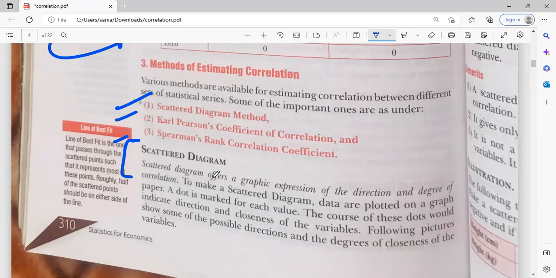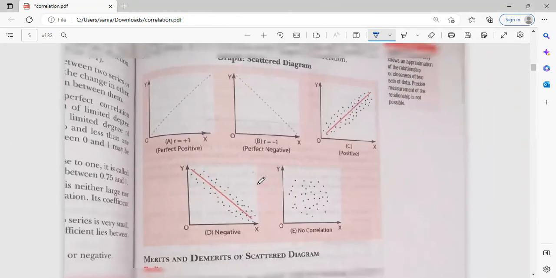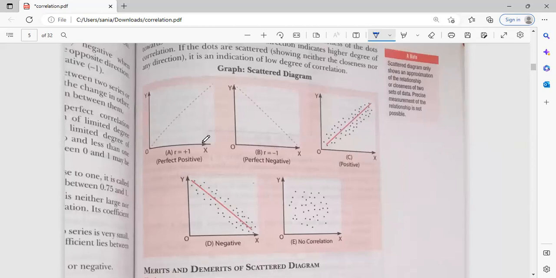What is this? A scatter diagram offers a graphical expression of the direction and the degree of correlation. So over here it tells you the direction as well as the degree of correlation. Now you will just make a rough diagram. If all the points x and y are given to you, you will plot them.